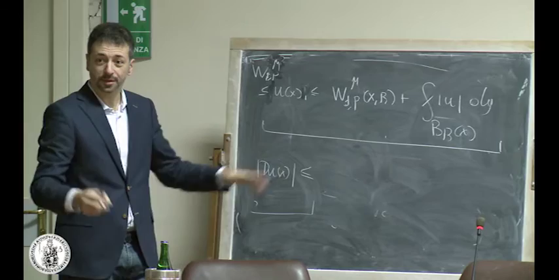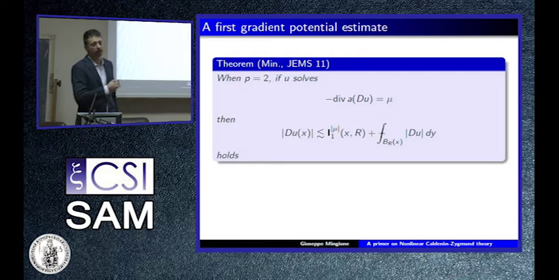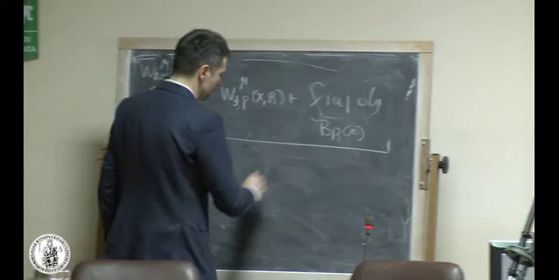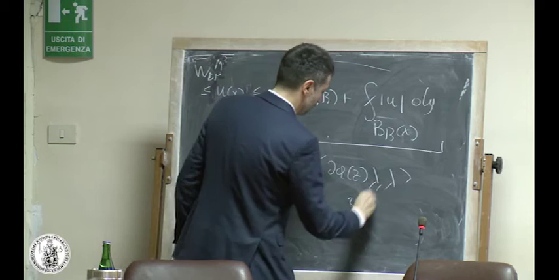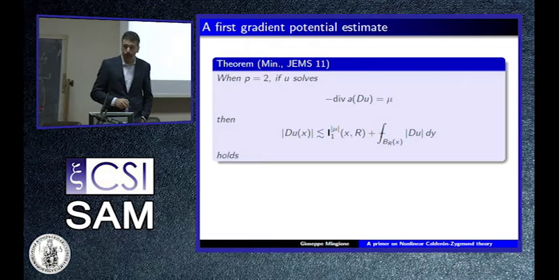Okay, so the first result was obtained by myself a few years ago. Actually, the paper is from 2008, and for backlog reasons, publication was delayed, and it tells you exactly what you expect. When p is equal to 2, so you have a nonlinear Poisson equation, you have an equation whose ellipticity properties are formulated in the following way. Essentially, this is the ellipticity property, and then you can pointwise bound Du via I1.